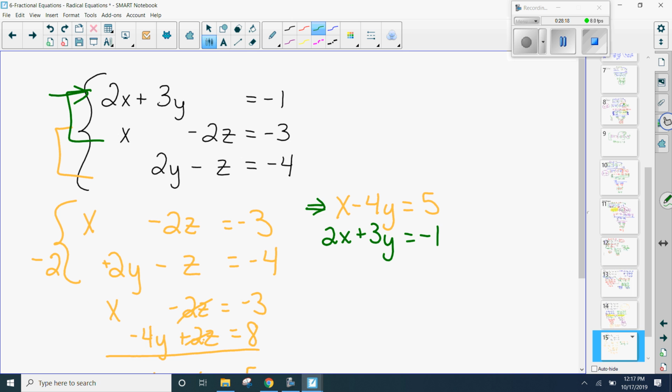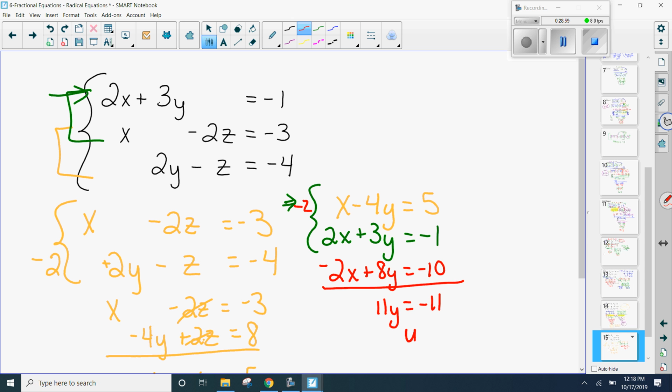No, there is enough information. You have just saved yourself a step with this type of problem, because I didn't have to work with two others to get down to the same two variables. When I did elimination with the bottom two, I got an equation that was already in terms of X and Y. The top one's in terms of X and Y. So what do you want to do? Eliminate the X's. I would take the top one times negative 2. So you get negative 2X plus 8Y equals negative 10. The X's drop out and you get 11Y equals negative 11.